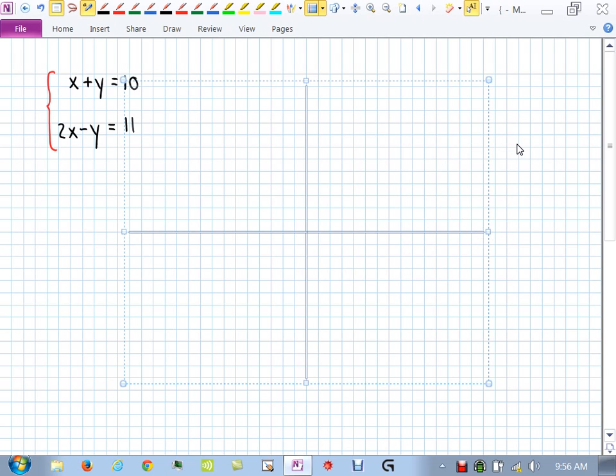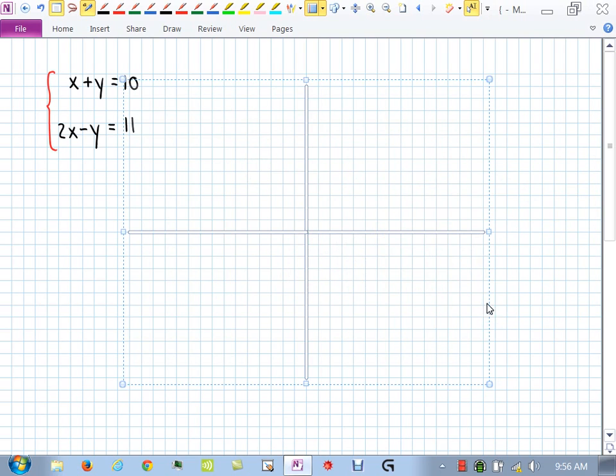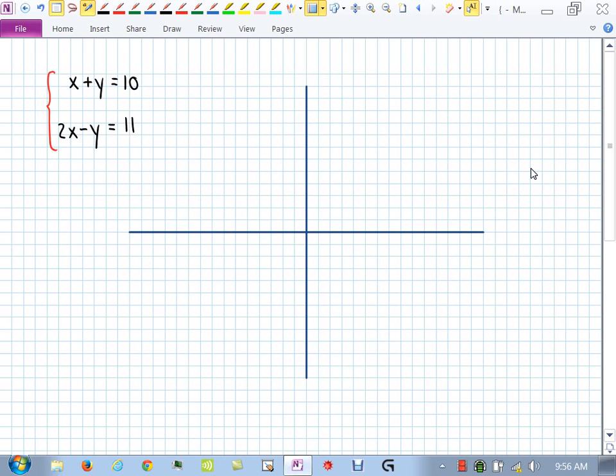You want to do intercept method on that? Yes? Okay. So how would we do that intercept method? We're talking about this first one. Let's see if we can do this without writing too much down. In that first equation, set y equal to 0, what would you get for x? If y is 0, what's x? 10. So you have an x-intercept of 10.